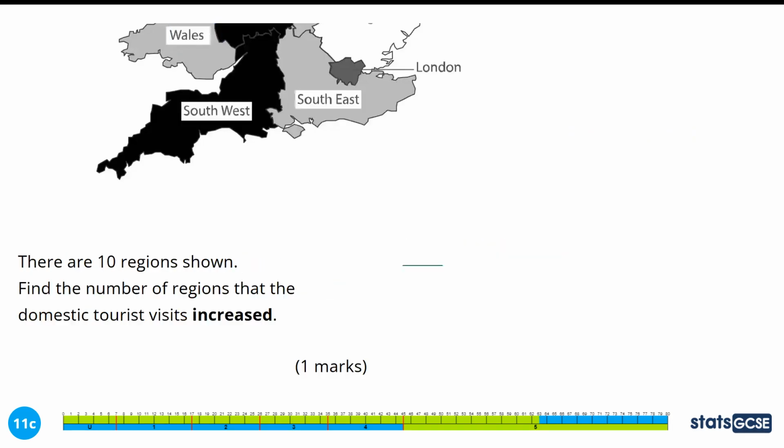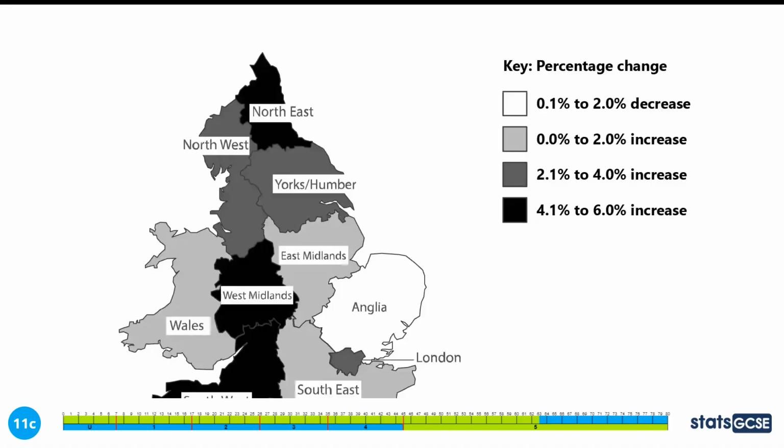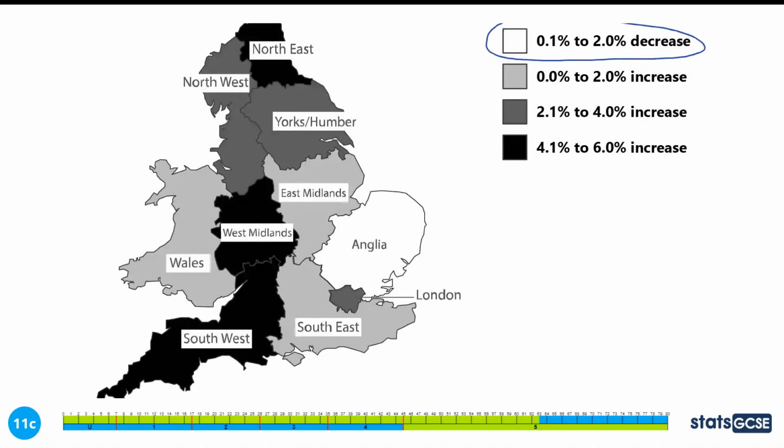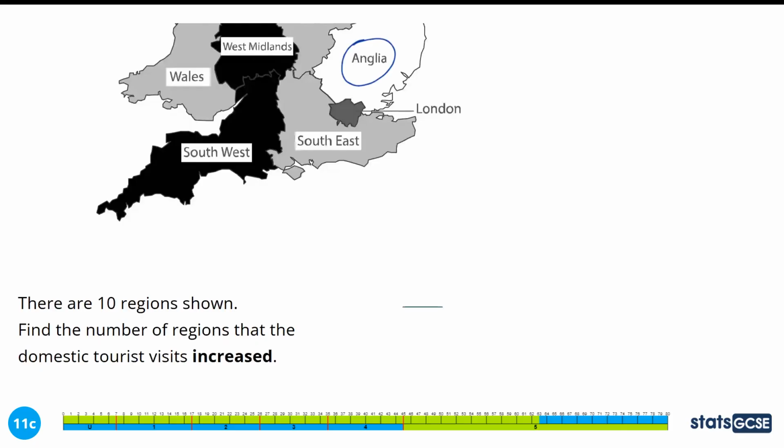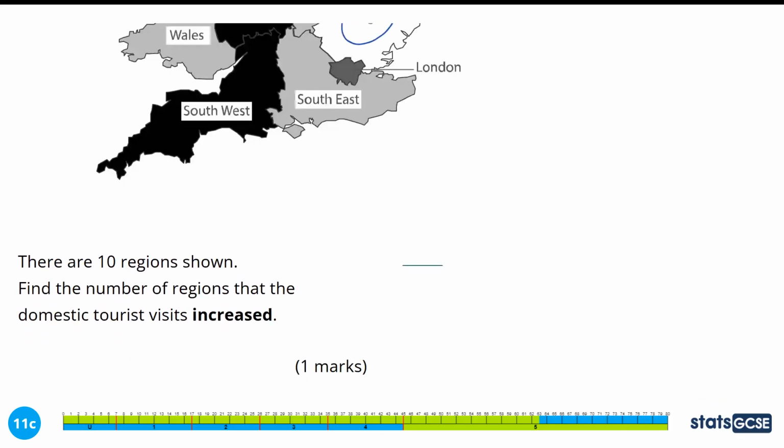There are 10 regions shown. Find the number of regions that the domestic tourist visits increased. Looking at our key, there is only one of these that shows a decrease, and that's the white one. Looking at our map, there is only one region that is in white. Therefore, if there are 10 regions altogether and one that showed a decrease, then there will be 9 that increased.